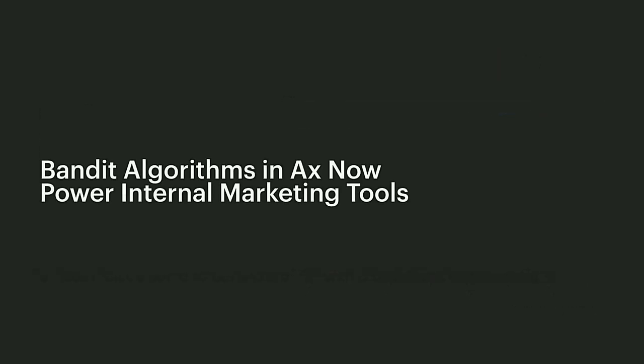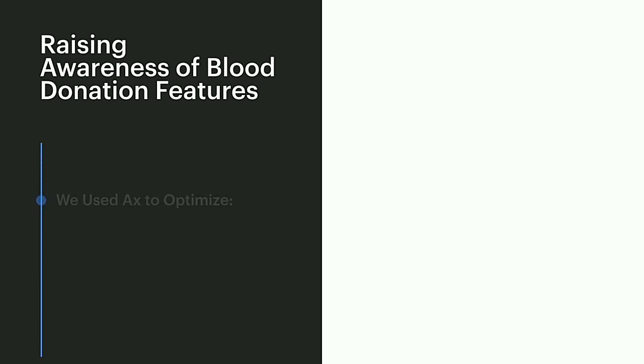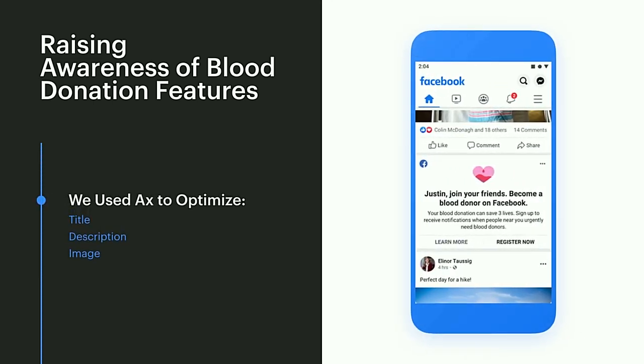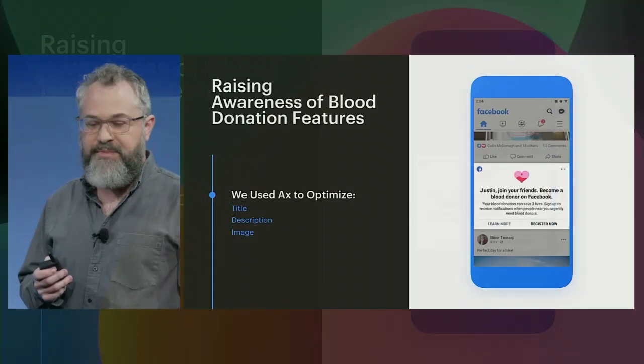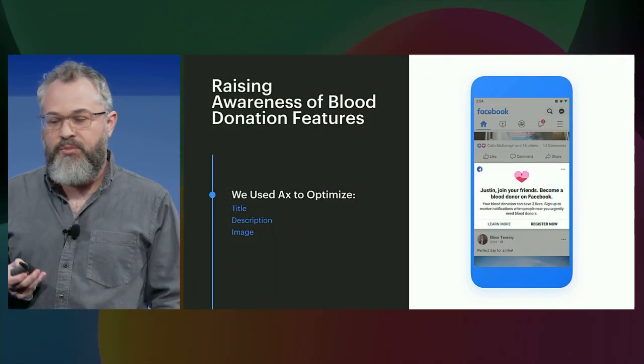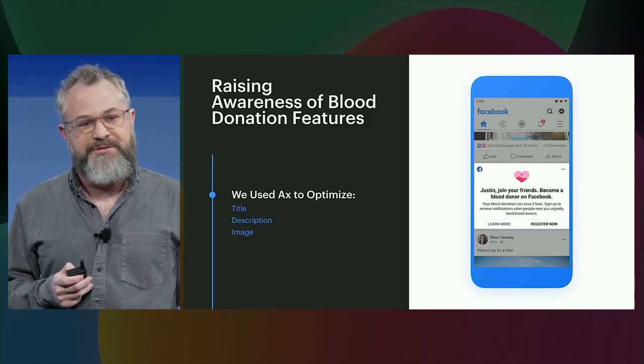The success of these survey experiments was so great that our internal growth marketing tool decided to build tools around this. This has been used for things like campaigns to raise awareness for our blood donation feature. In this case, we used Ax to optimize the title, description, and the image. And as a result, more people are registered as blood donors.